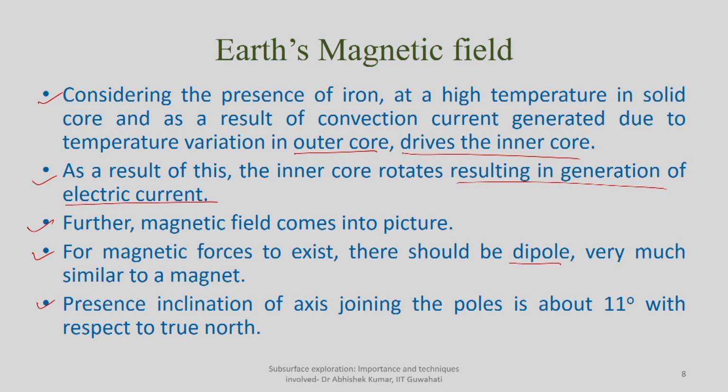The present inclination of the axis joining the magnetic north and south pole is almost 11 degrees with respect to the geographic north and south pole. So one is purely vertical, another is magnetic north. So the two axes differ by 11 degrees of inclination.